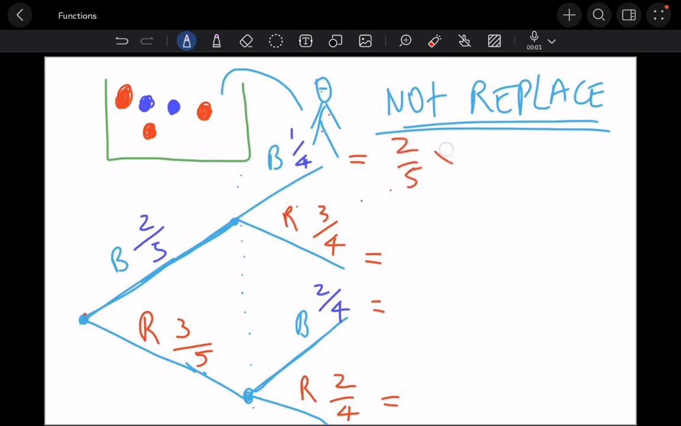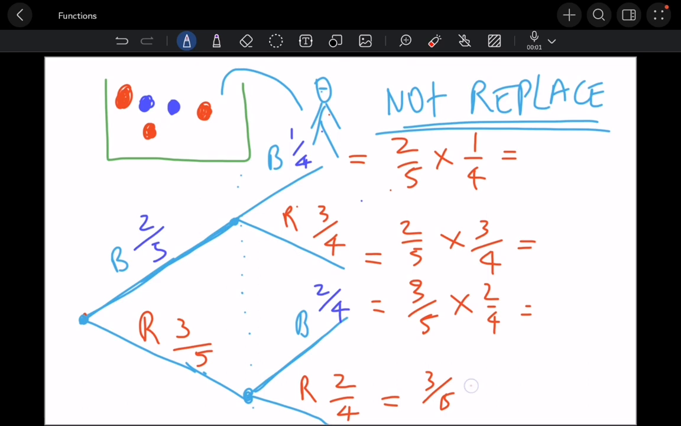2/5 multiplied by 1/4 represents outcome number 1. Here we're going to have 2/5 multiplied by 3/4, outcome number 2. And we'll have 3/5 times 2/4, which will represent outcome number 3. And we'll have 3/5 times 2/4, which will represent outcome number 4. So in actual fact, all of these outcomes will add up to 1.